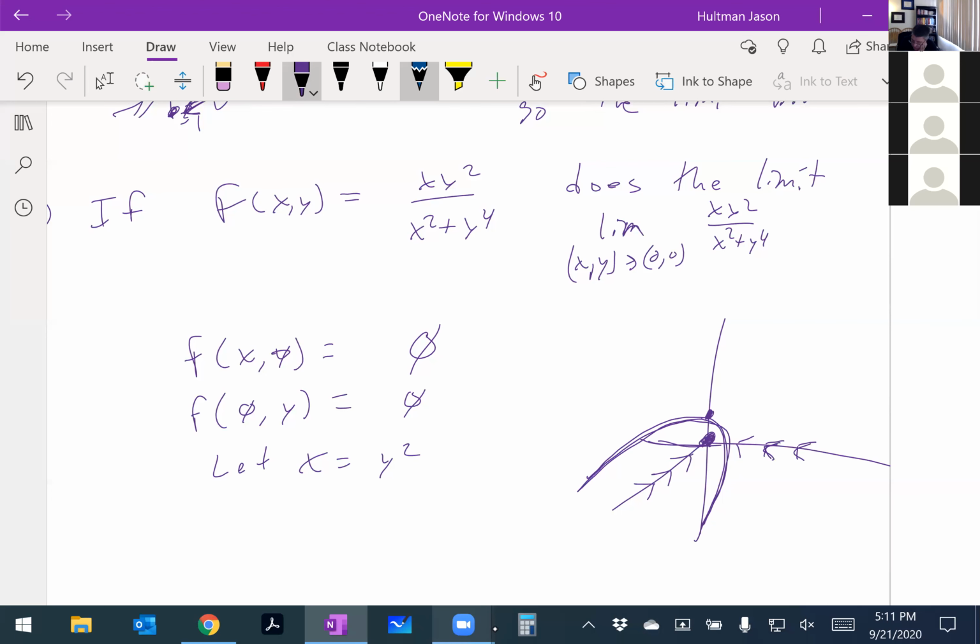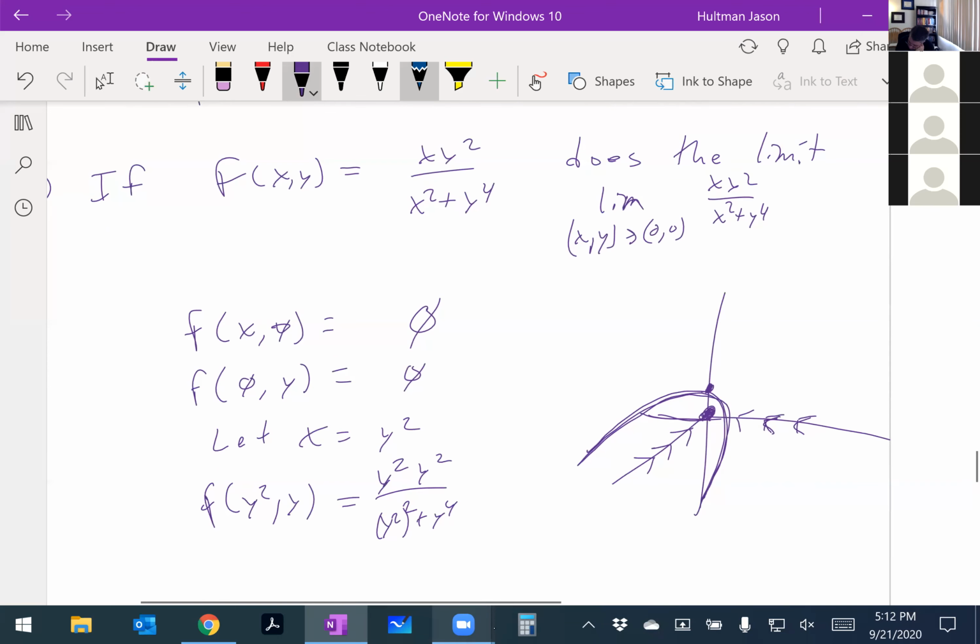Well, let's see what happens when we plug this in. f of y squared comma y is equal to y squared times y squared all over y squared squared plus y to the fourth. So this is going to be y to the fourth over 1y to the fourth plus another y to the fourth, that's 2y to the fourth. Cancel, cancel, we get 1/2. Look at that. We approached 0,0, but where did we end up? We ended up with z equals 1/2, which is above 0. So yeah, the limit does not exist here.